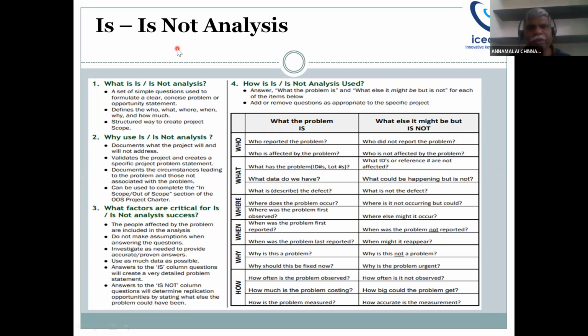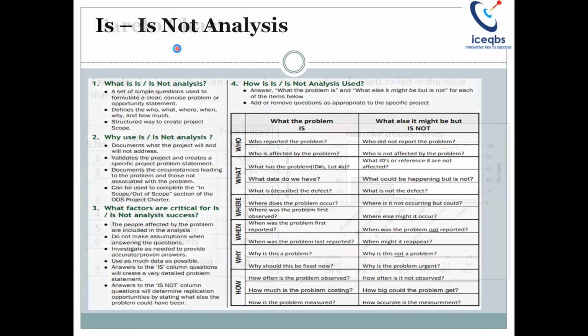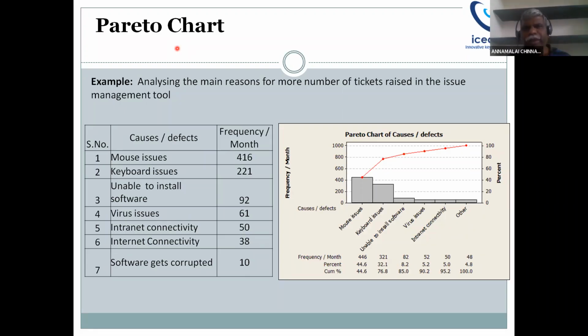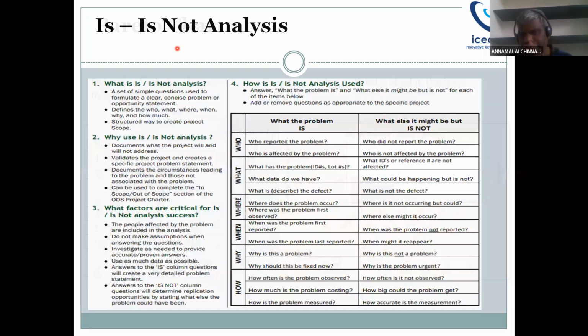Yes, any questions? Yes, sir. Is there any difference between Pareto chart and Pareto analysis? Yeah, both are the same. You can say Pareto chart or Pareto diagram or Pareto analysis, all are the same. Okay, thank you, sir.